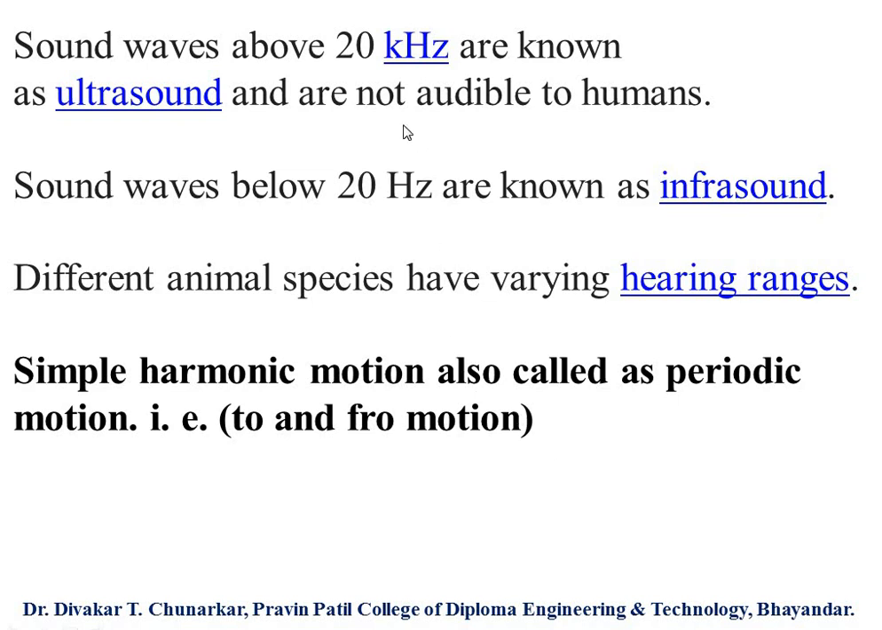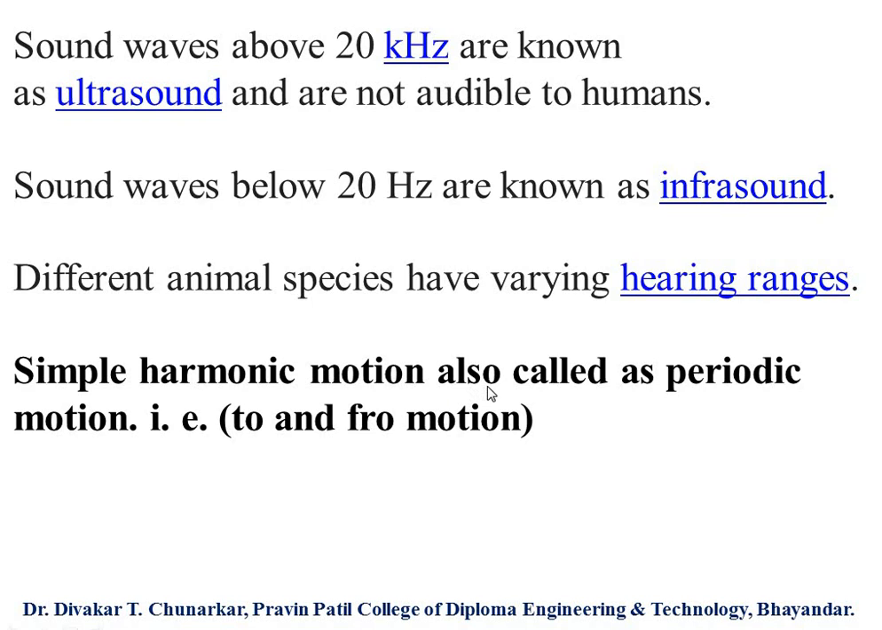Sound waves above 20 kilohertz are known as ultrasound and are not audible to humans. Sound waves below 20 hertz are known as infrasound. Different animal species have varying hearing ranges.